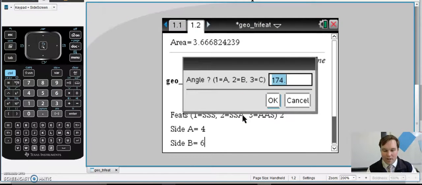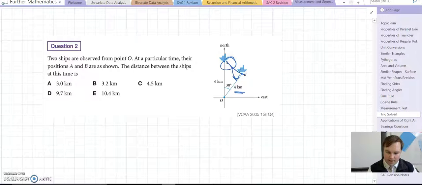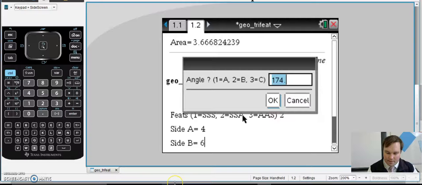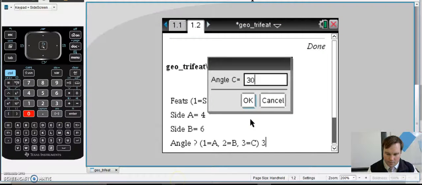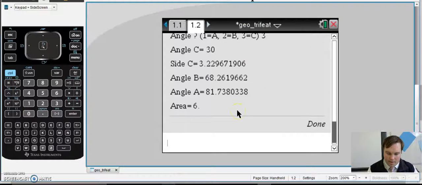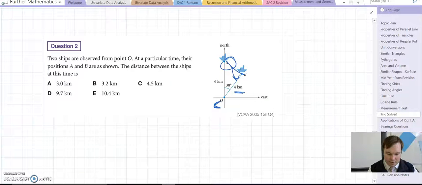And then the question is, which angle? Well, the angle we're giving it, if that's A, B, this here must be C. Angle C is 3. And the size of that angle is 30 degrees. Therefore, side C is 3.22, and that's what we're after.